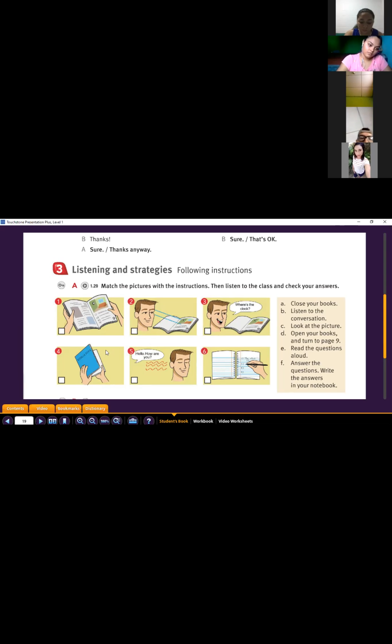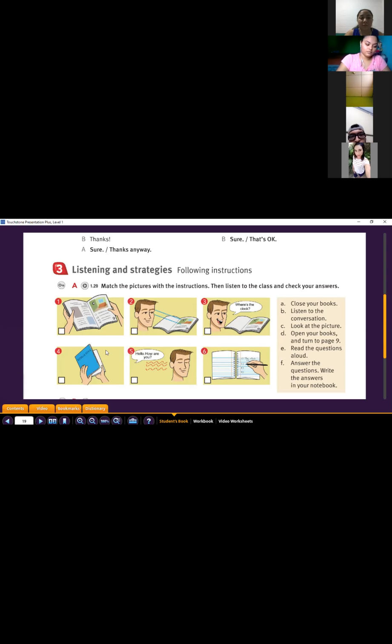So, what is the meaning of close your books? Cierren sus libros. Si yo les digo close your books, ustedes cierran sus libros. Si les digo close your notebooks, cierran sus cuadernos. Si les digo close your eyes, cierran sus ojos. Close es cerrar. Y en la indicación, solamente les doy la indicación, no menciono you: close your eyes, close your books, close your notebooks.